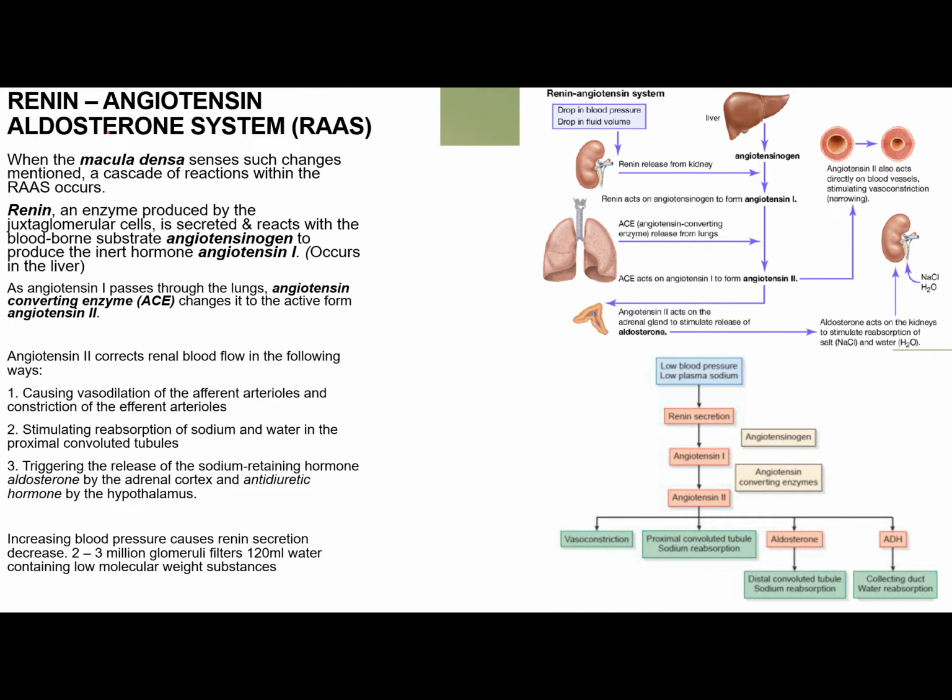So this is how your renin-angiotensin-aldosterone system works, class. When the macula densa senses changes, such as low sodium and low water retention, and when there is low water retention, there will be low BP and low blood volume. To simplify this, please look at this picture, class.